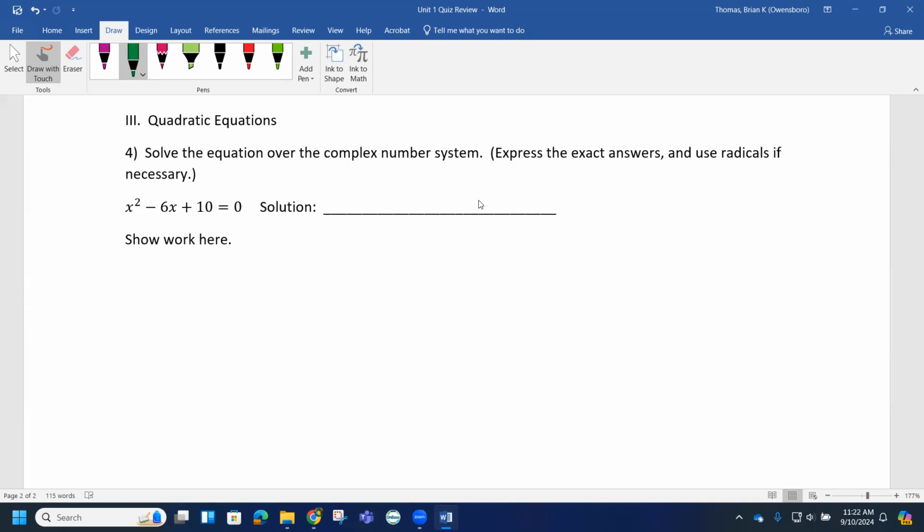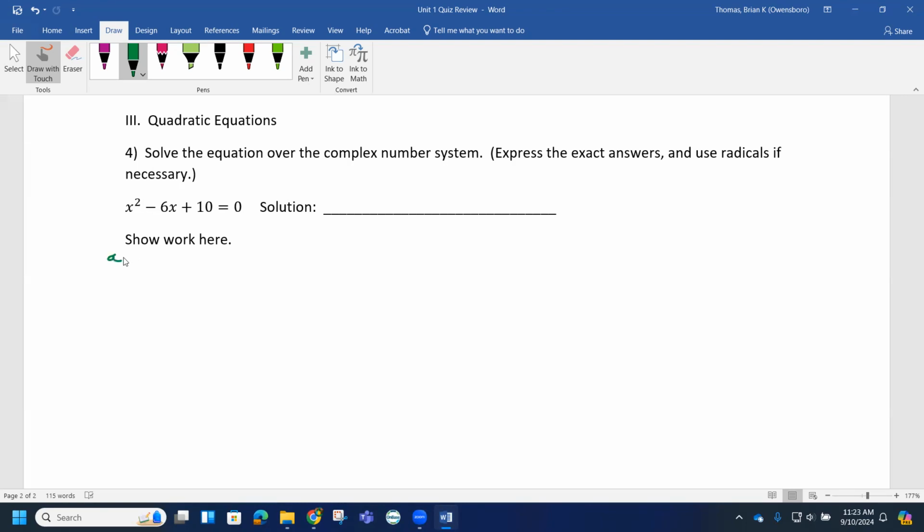equations example. Solve the equation over the complex number system, express exact answers, and use radicals if necessary. So we have this quadratic equation, x squared minus 6x plus 10 is equal to 0. It looks like maybe factoring, but I can't think of any factors of 10 that give me a -6, because all I see is a 1 and a 10 and a 2 and a 5, and they're not going to give me a -6. So it looks like the only way to do this problem is to use the quadratic formula.